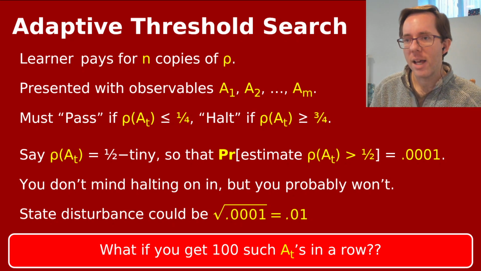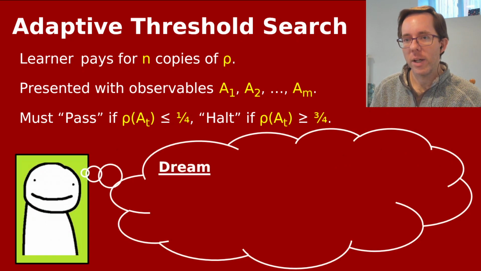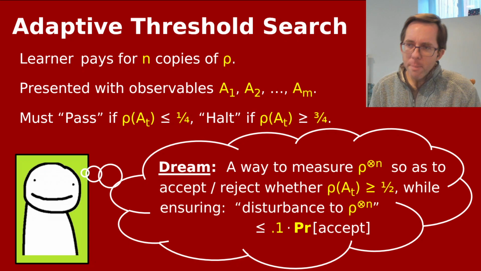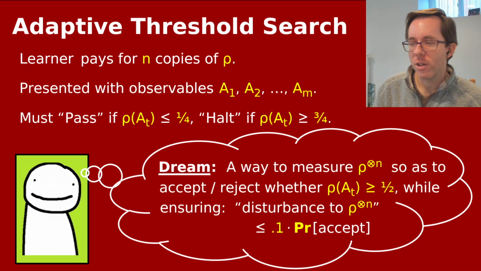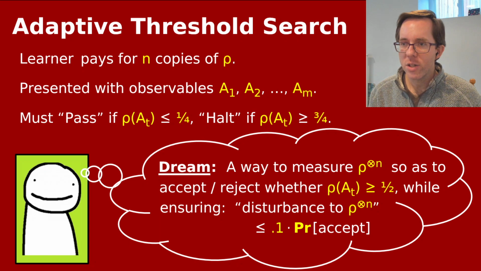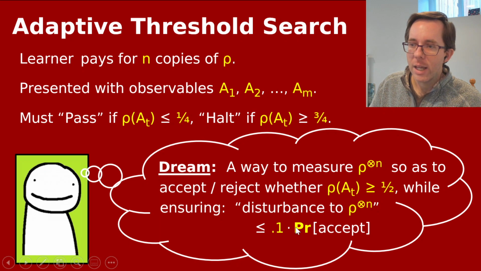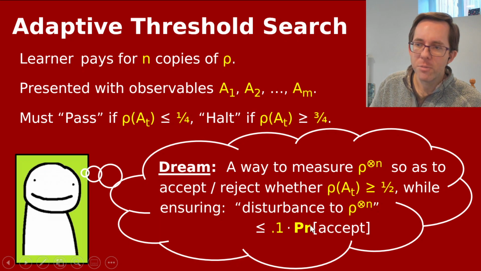And in order to fix that, there's a certain dream that you might have. Let me explain what this dream is. Imagine there was some way to measure your n copies of rho so as to accept or reject according to whether the rho of AT is bigger than a half or not, while still ensuring that the disturbance to your n copies of rho is small compared to the probability of accepting, which is the probability of halting. So maybe smaller by a factor of 10.